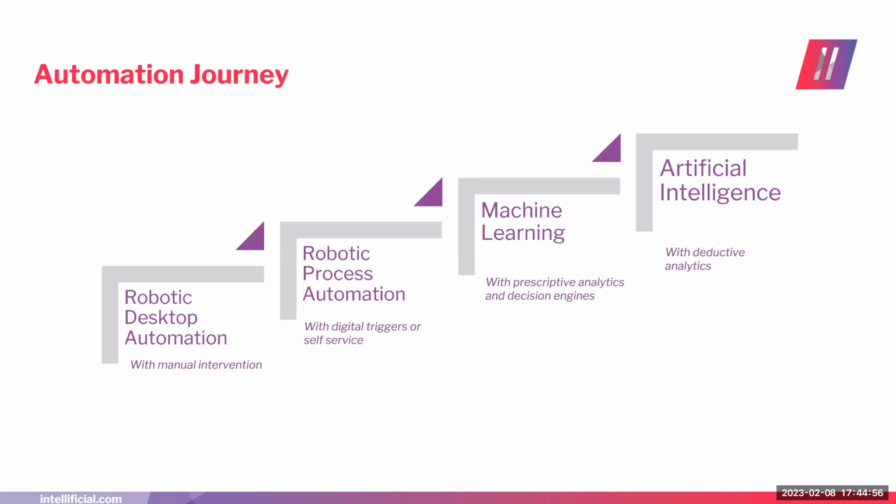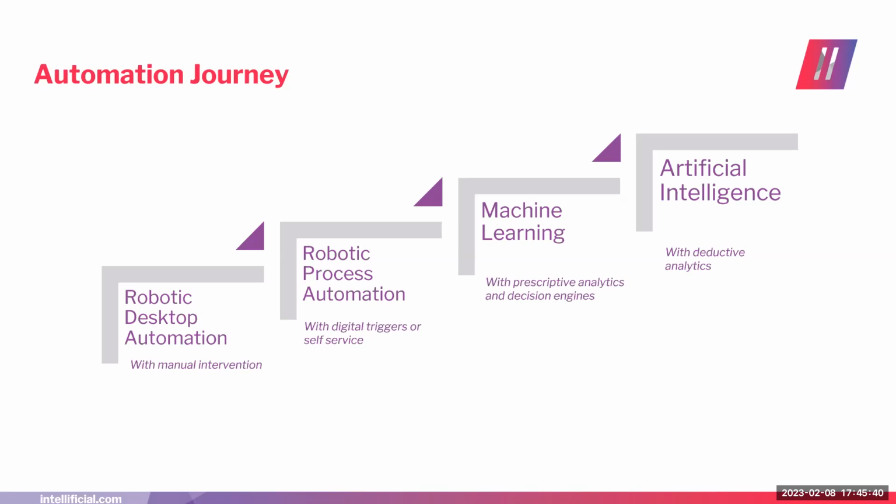But if you want to do automation at an enterprise level involving multiple applications, then you have to consider robotic process automation, which comes with digital triggers and self-service, meaning it can be unattended. But RDA is attended automation. You need to go start the automation, but RPA is smart enough to start automation whenever certain rules are set. But both RPA and RDA are traditional automation, meaning they work on certain if-else rule conditions. It's all rule based.